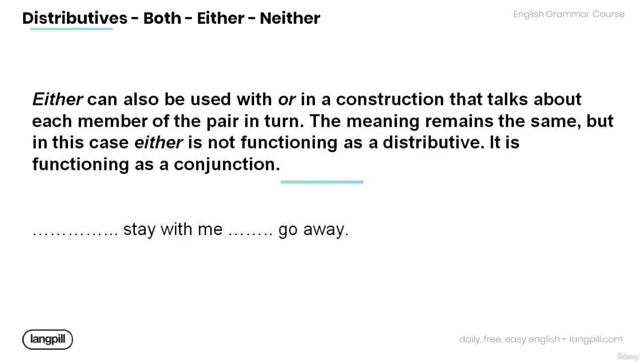Also remember that either can be used with or in a construction that talks about each member of the pair in turn. Now the meaning remains the same, but in this case, either is not functioning as a distributive. It is functioning as a conjunction. Now read the following sentence and fill in the blank using the appropriate form of either. Stay with me, go away. Either stay with me or go away.